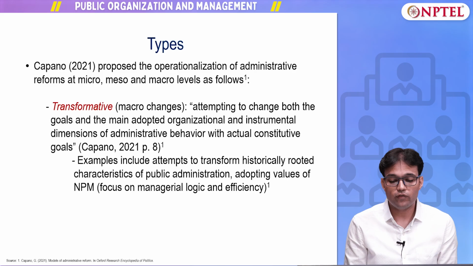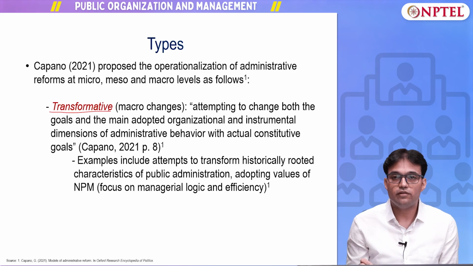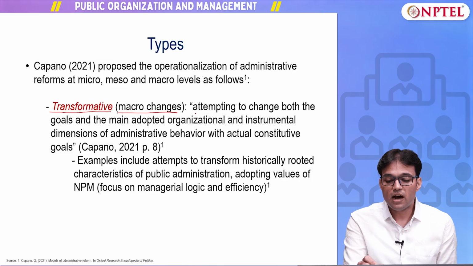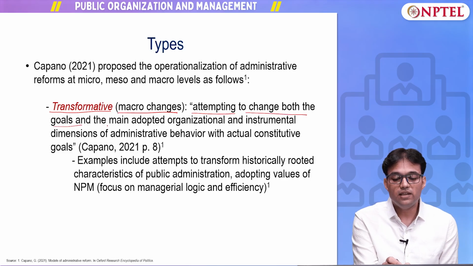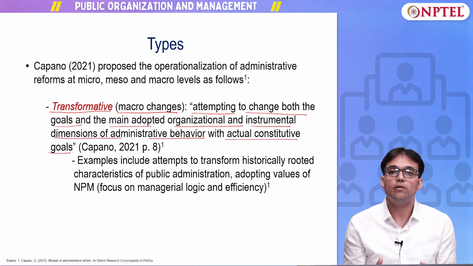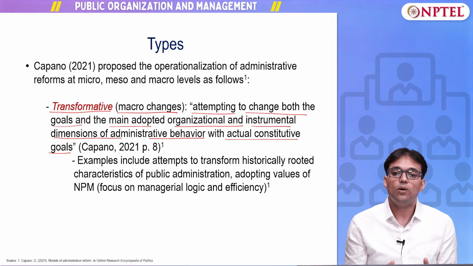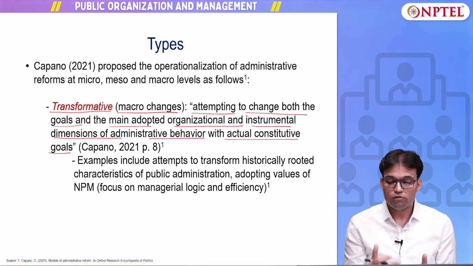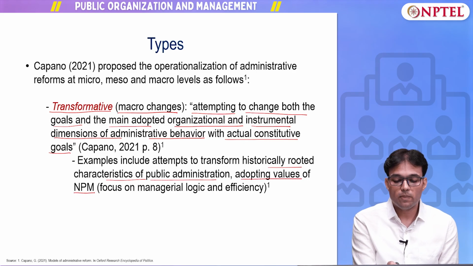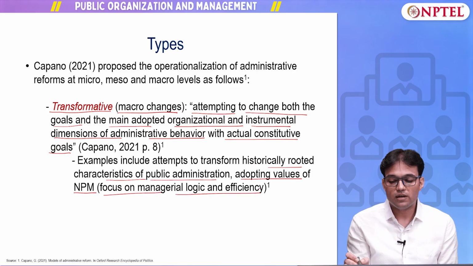Then the third category of reforms given in the paper is the transformative administrative reforms, also termed macro changes. Here the changes attempt to change both the goals and the main adopted organizational and instrumental dimensions of administrative behavior, with actual constitutive goals. Now these are the big changes. These can also be called drastic changes, revolutionary changes you can say, and the examples include transforming historically rooted characteristics of public administration by adopting the values of new public management, which has a focus on managerial logic and efficiency.